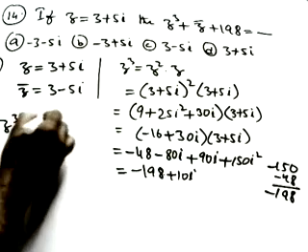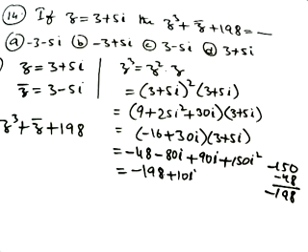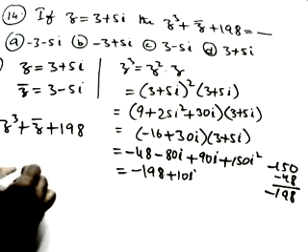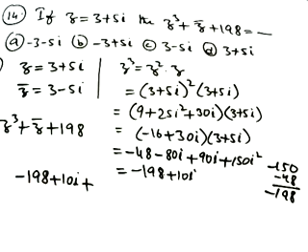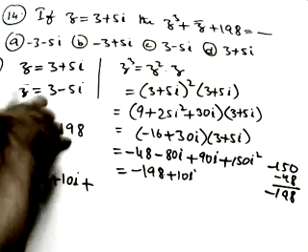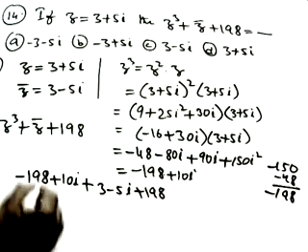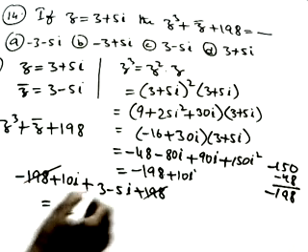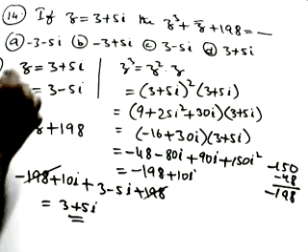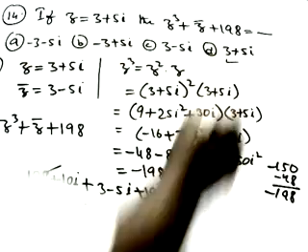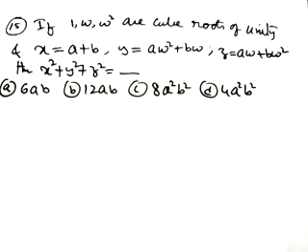Now you see here, let me substitute in z cube plus z bar plus 198. What is the value of z cube we got? Minus 198 plus 10i, plus z bar. What is the z bar value we are having? 3 minus 5i, plus 198. Plus 198 minus 198 get cancelled. 3, and 10i minus 5i is 5i. So this is 3 plus 5i.